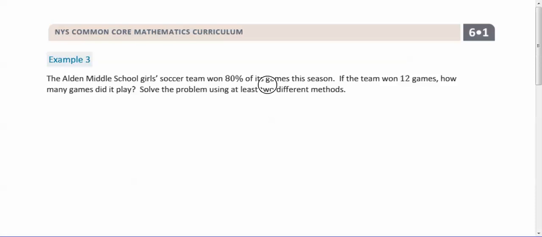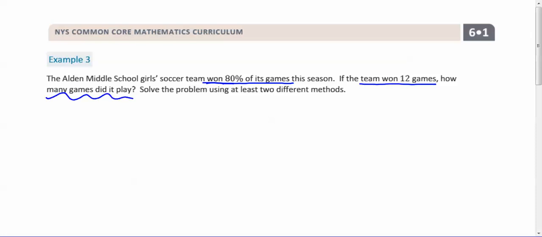80% of its games. And that's the amount they won, right? What percent did they lose if they won 80%, Campbell? 20%. Very good, 20%. It says if the team won 12 games, how many games did it play?